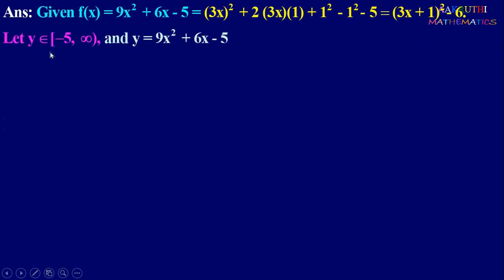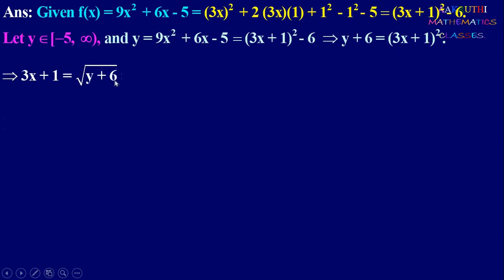Now we consider y belongs to [-5, infinity) and we take y equal to f of x. It is y equal to 9x square plus 6x minus 5. But here 9x square plus 6x minus 5 can be written as (3x plus 1) whole square minus 6. So therefore y equal to (3x plus 1) whole square minus 6. First we take 6 to this side. So we get y plus 6 equal to (3x plus 1) whole square. And we can write root of y plus 6 equal to 3x plus 1. So it is 3x plus 1 equal to root of y plus 6.